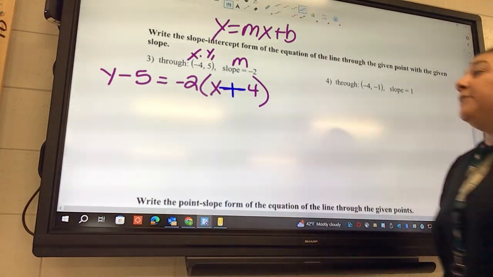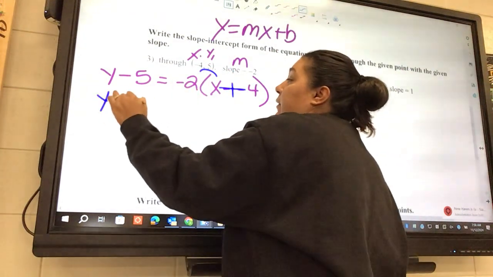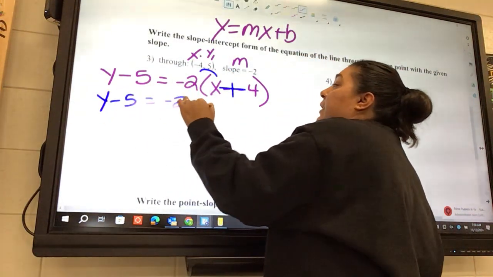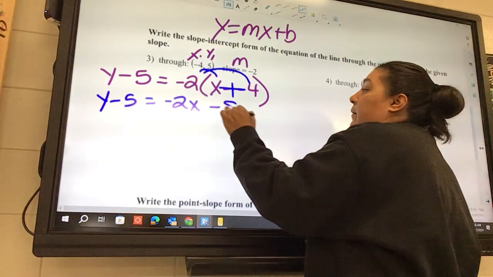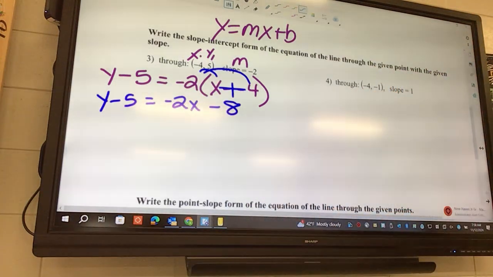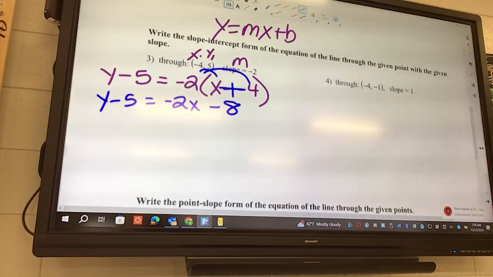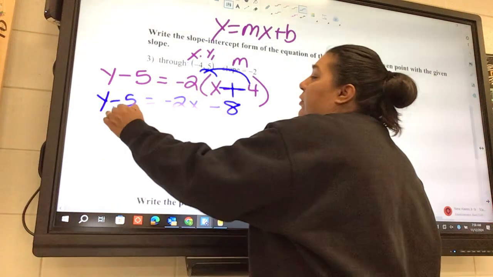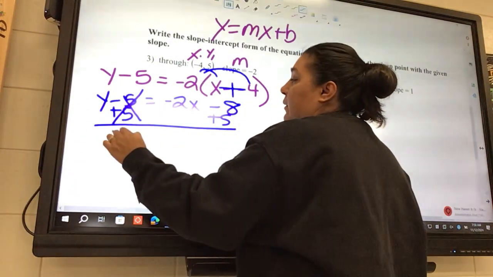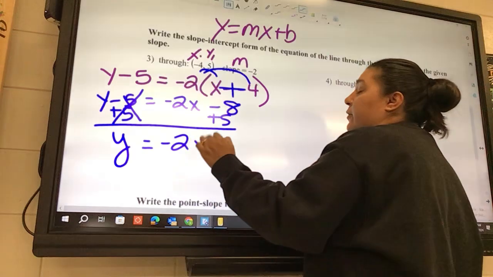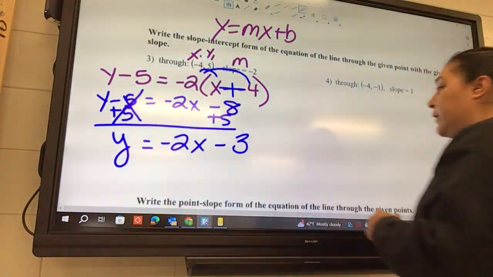Okay, so -2 times x is going to be -2x. -2 times 4. What is -2 times 4? It's going to be -8. Then what needs done? I'm trying to get y by itself. Add 5 to both sides. Okay, is the 5 going to go with the 2 or the 8? The 8. So it's going to look like y equals -2x minus 3.